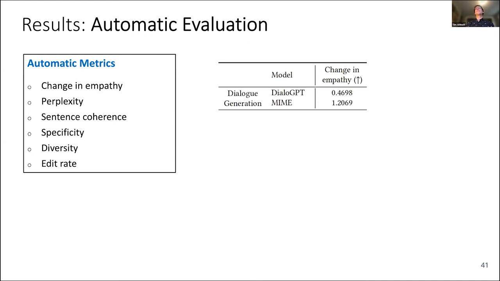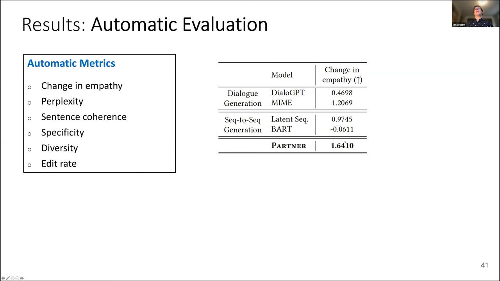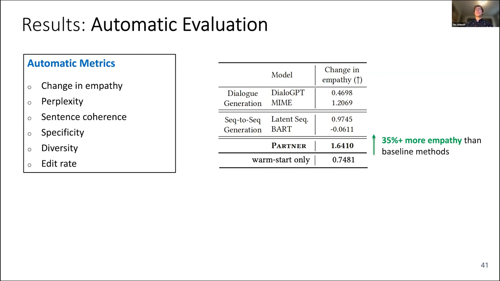Just to show you here in terms of the change in empathy, this is how many empathy points on this 0 to 6 scale we increase. Remember, the average on the platform was about 1. So here you see baselines at 0.4 and 1.2. Not everyone works particularly well. And our system overall is a 1.6 point increase, or 160% increase over the average response on the platform, and about 35% more than the baseline methods. What the warm start only here means is the same system without the RL component. And you see that that helps, but really there's a big difference in actually applying this RL-based training in addition.